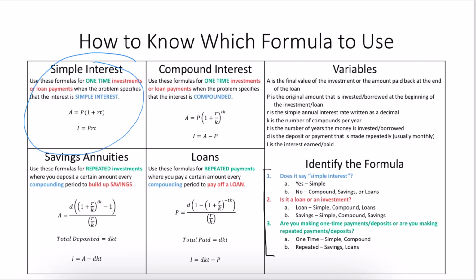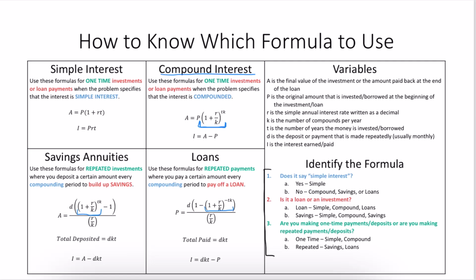So if it says simple interest, you automatically know that it's going to be this category. If it does not say simple interest, that means that the interest is compounded and it's going to be one of the other 3. So this is really important because sometimes people think if the problem says that the interest is compounded, that you should use the compound interest formulas. But that's not necessarily the case because this part of the equation is the part that calculates the compound interest. And that part of the equation also shows up in savings, annuities, and loans.